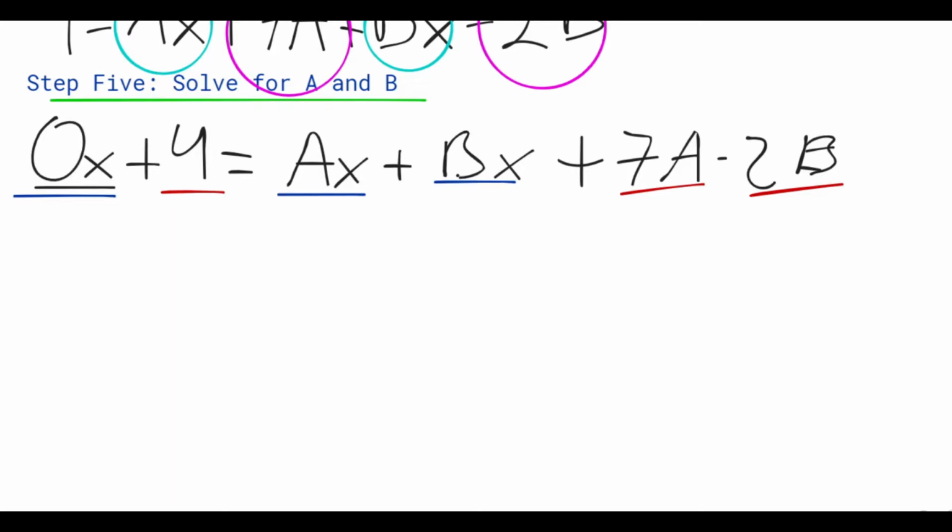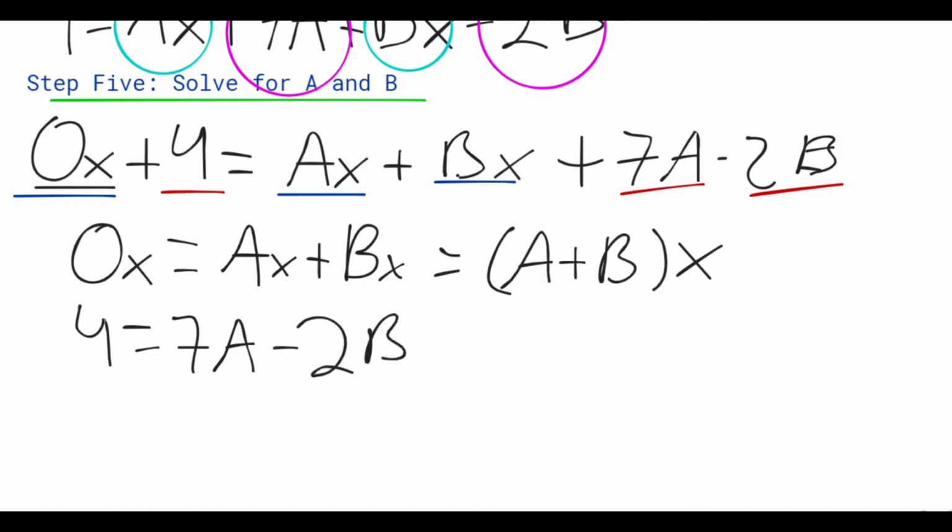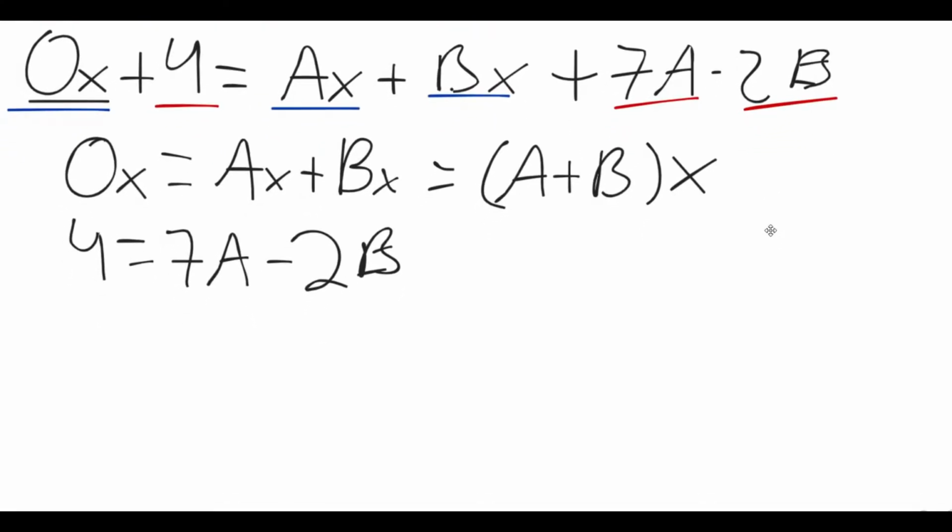So we rewrite this. Our system of equations is 0x is equal to ax plus bx, which we can rewrite as a plus b times x. And then we have our second equation: 4 is equal to 7a minus 2b. Now we simply use algebra and solve for a using the system of equations that we have.